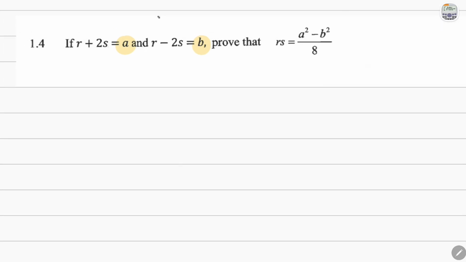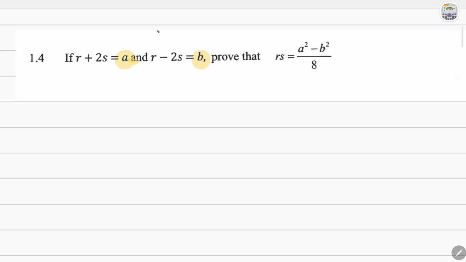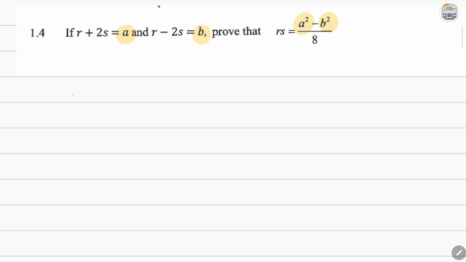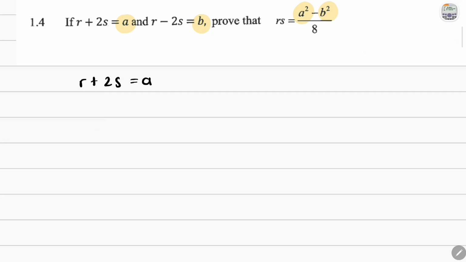The way out that I'm seeing here is, yes, this has a and this has b, but we could take advantage of that. This has a squared and this has b squared. So why don't we just square this equation? So we will have a squared, and we'll have b squared. And then we can ensure that it ends up saying a squared minus b squared by saying this equation, once it's squared, minus this equation, once it's also squared. Okay, so let's try that. So we have r plus 2s is equal to a, and let's just go ahead and square it at this point.